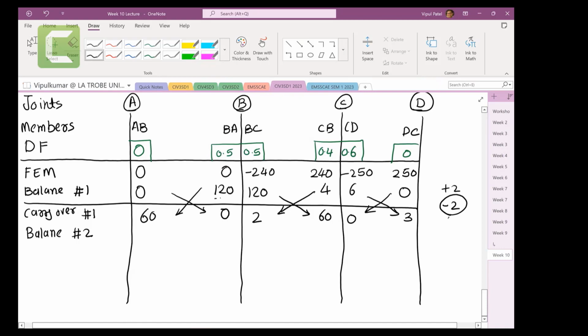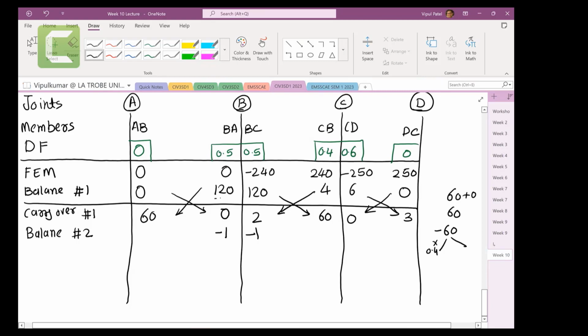From minus 2, we multiply by 0.5, because of the distribution factor. So you with me that I can write minus 1 here. Positive 2, we need minus 2 to make it 0. And then we multiply by the distribution factors, 0.5 with minus 2, and 0.01. So 60. Here at joint C, we have 60 plus 0, which is positive 60. Positive 60 turns to negative 60 because we need to make it 0. And then times by 0.4.